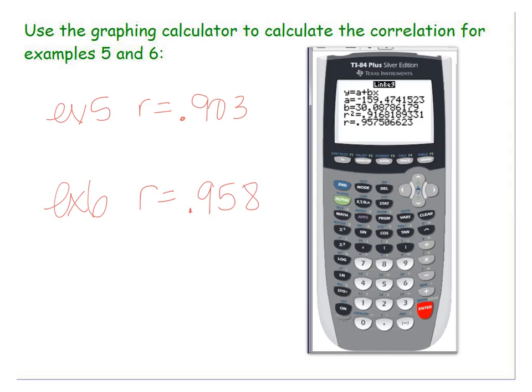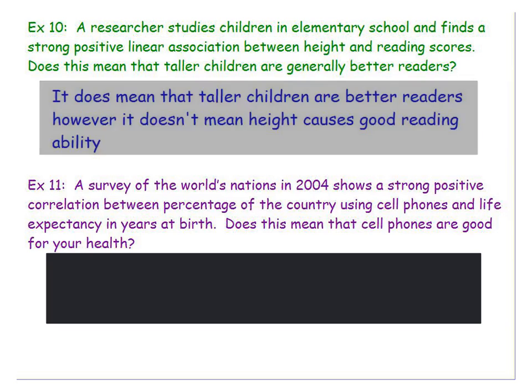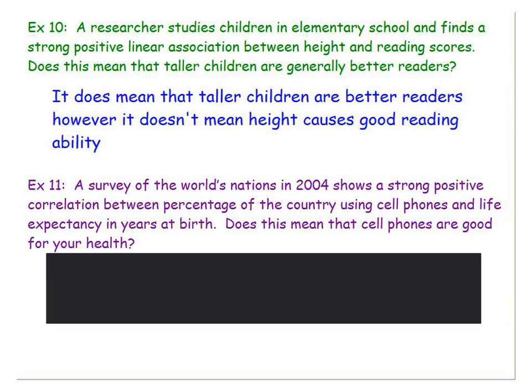Alrighty, so we have a couple more quick examples to look at. So go ahead and turn the page. A researcher studies children in elementary school and finds a strong positive linear association between height and reading scores. Does this mean that taller children are generally better readers? No. We know that height and reading have nothing to do with each other.